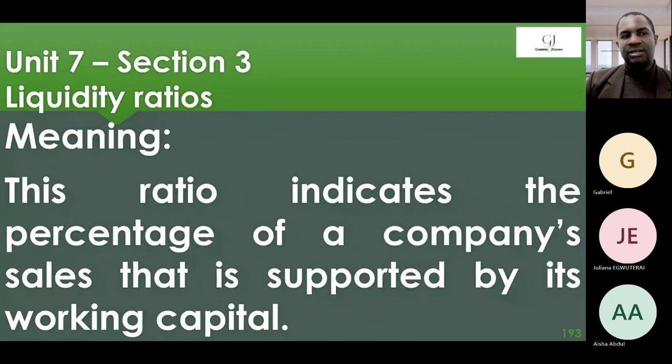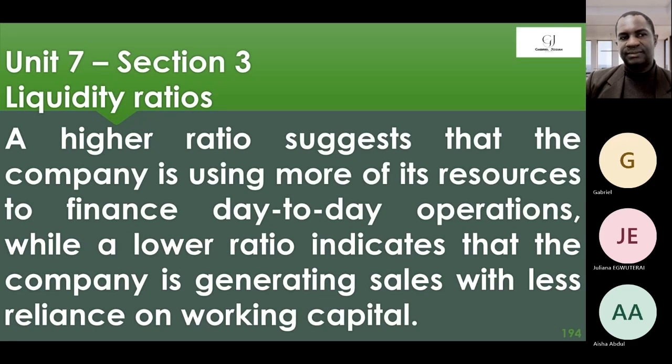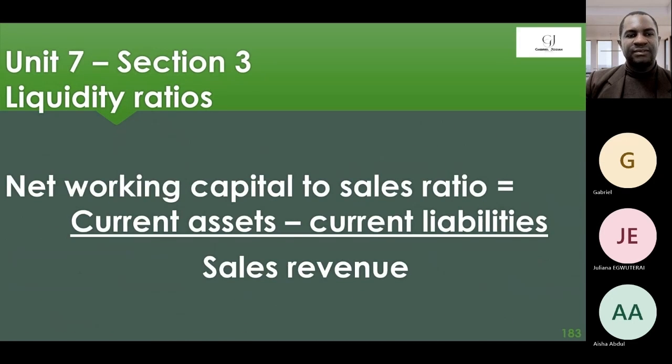So what does the ratio mean for net working capital to sales ratio? It indicates the percentage of the company's sales that is supposed to be used as working capital. So part of your revenue is what you take out to use as working capital to generate more revenue. That's what it means. So a higher ratio suggests that the company is using more of its resources to finance day-to-day operations, while a lower ratio indicates that the company is generating sales with less reliance on working capital.